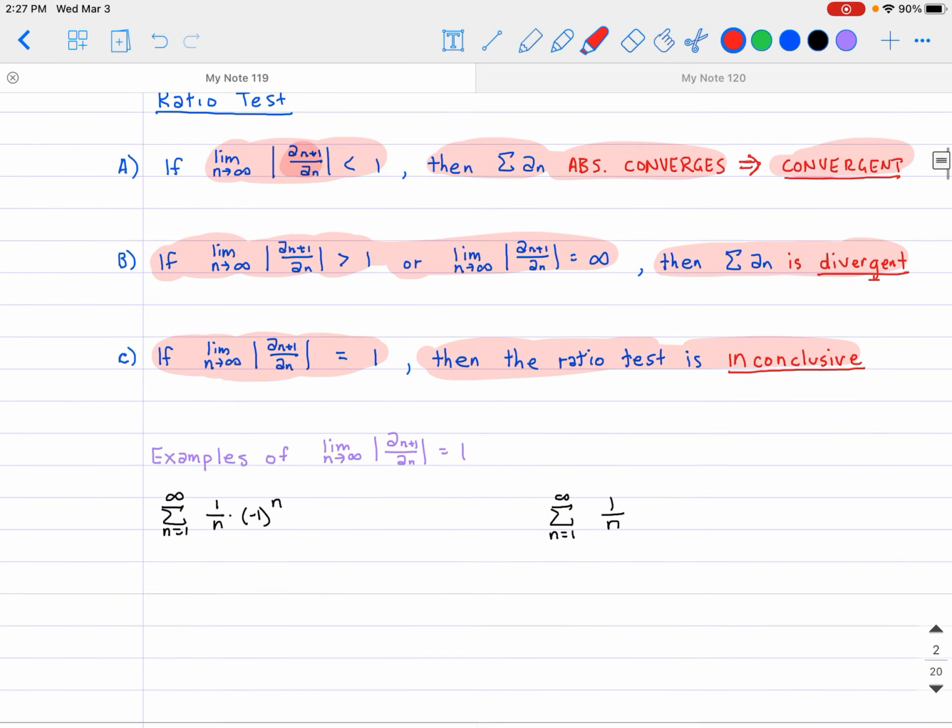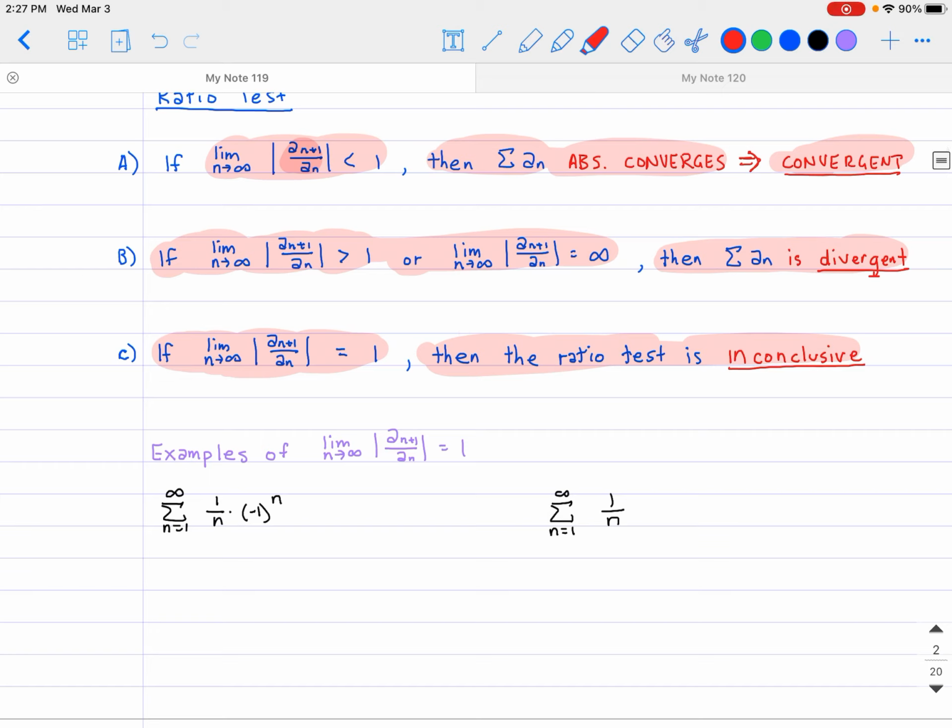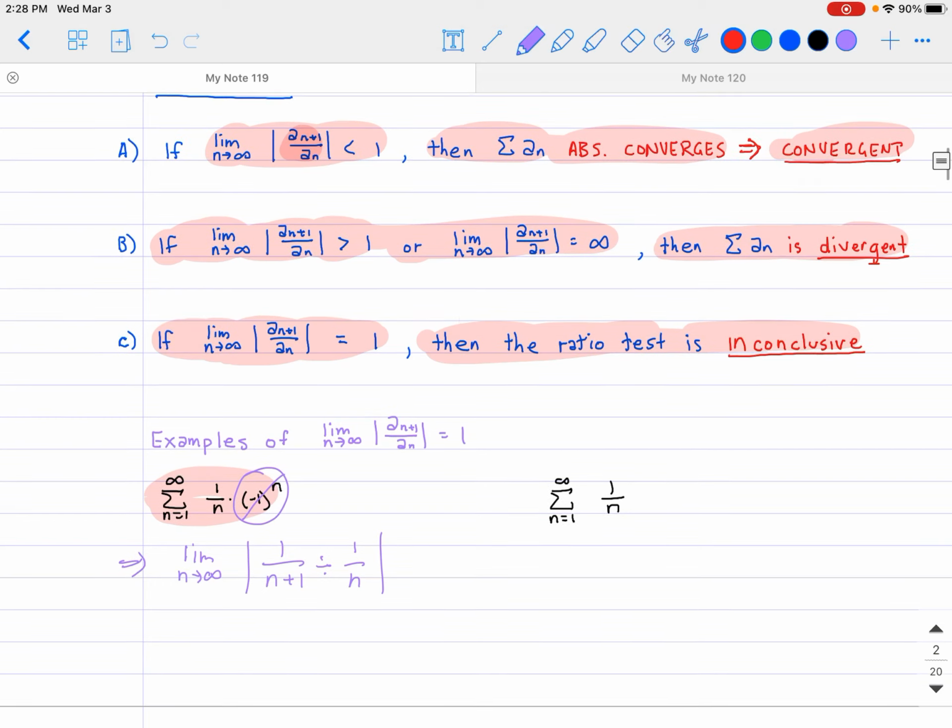Well, here is the counterexample, right? Here, you can see that we have the alternating harmonic series over here. If I were to apply the ratio test, here's what it would look like. The limit as n approaches infinity of the absolute value of this. That means we have 1 over n plus 1, because that's the next term, divided by 1 over n. And the alternating part is going to cancel out. So this is what the ratio test would look like.